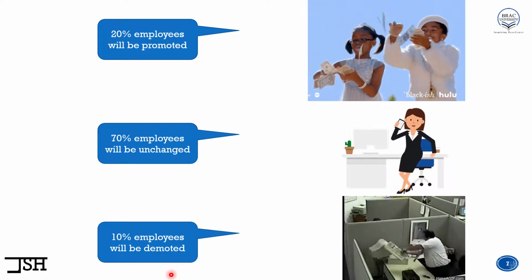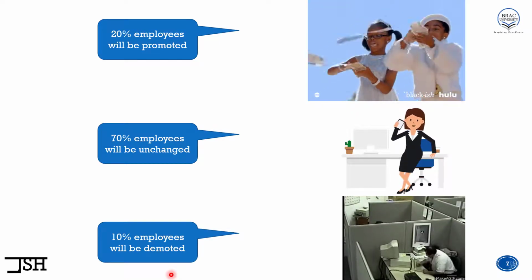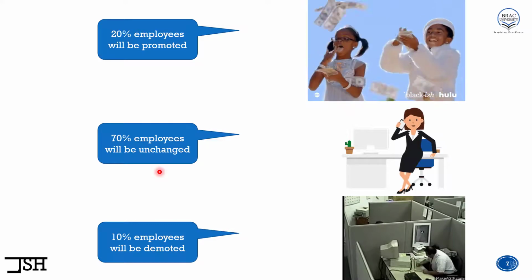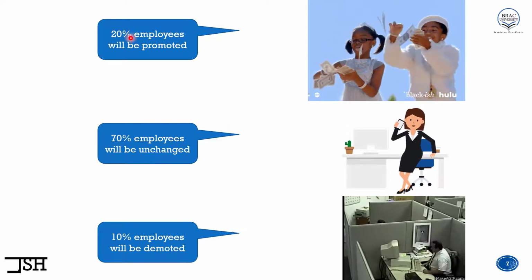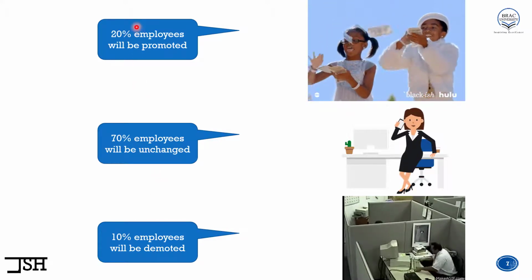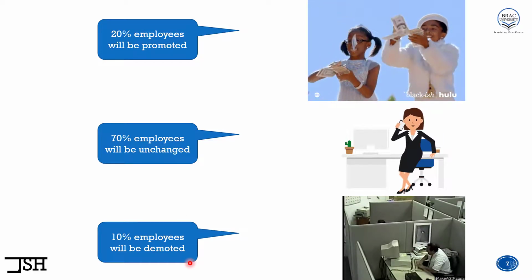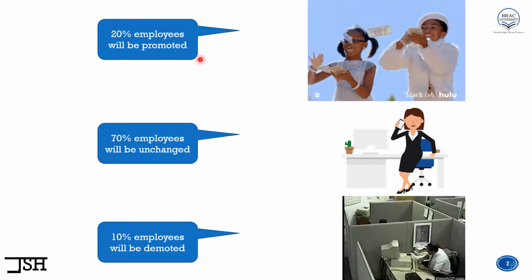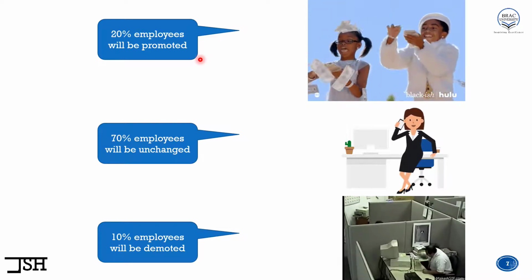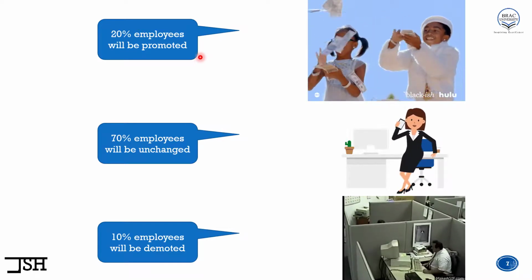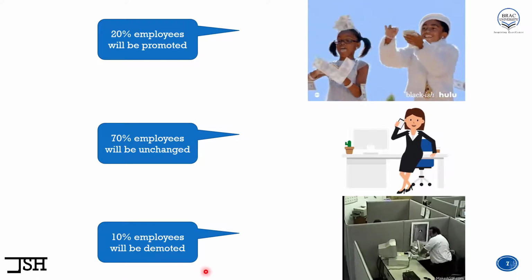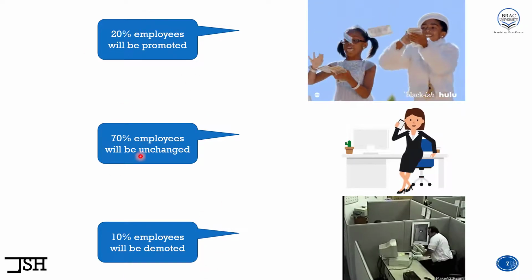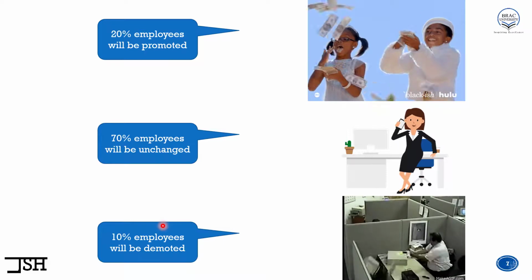At the very beginning of the performance appraisal period, you predetermine the percentage or the number of employees that you are going to promote, keep unchanged, or demote. And at the end of the year, when you have calculated the performance of all the employees, based on that performance, you are going to promote, keep unchanged, or demote according to the numbers that you set earlier at the beginning of the performance appraisal period.